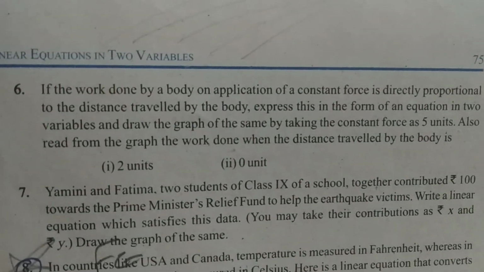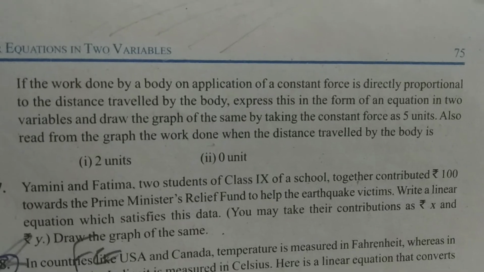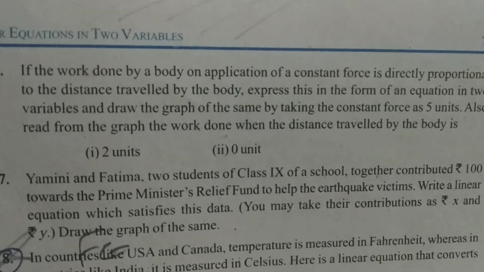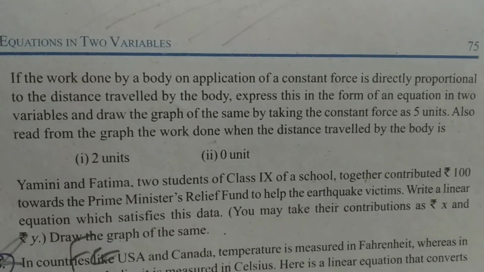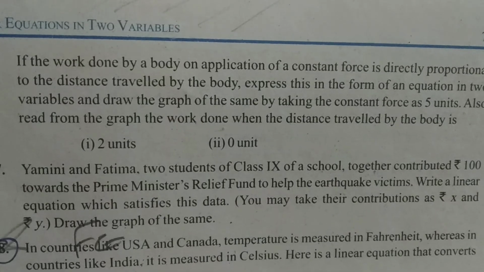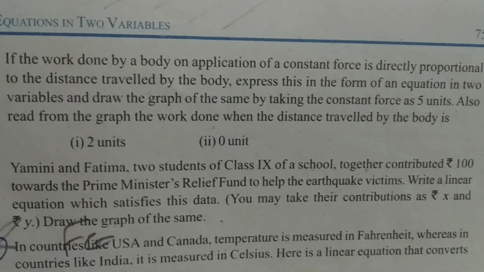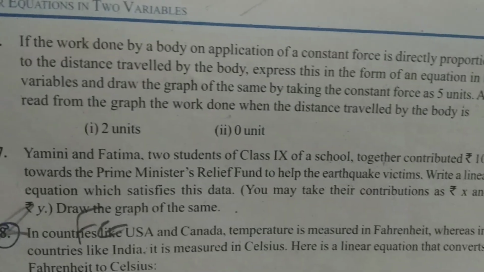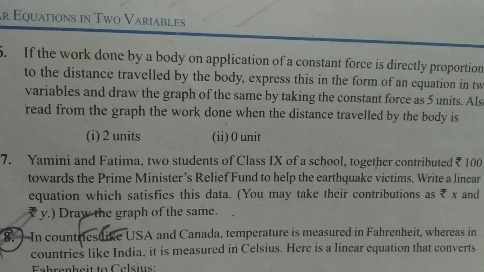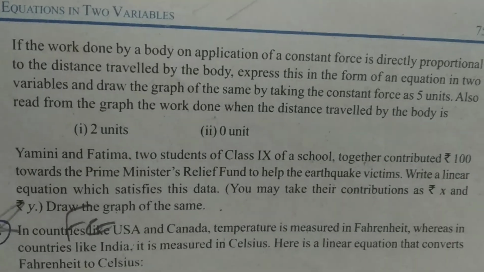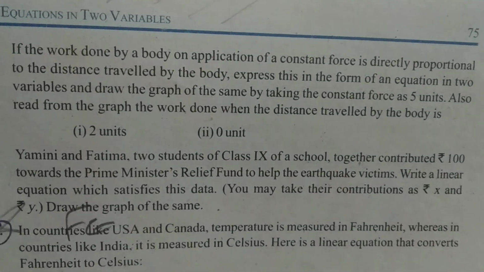Now, question number 6: if the work done by a body on application of a constant force is directly proportional to the distance traveled by the body, express this in the form of an equation in two variables and draw the graph of the same, taking the constant force as 5 units. Also read from the graph the work done when the distance traveled by the body is 2 units and 3 units. Let us see.